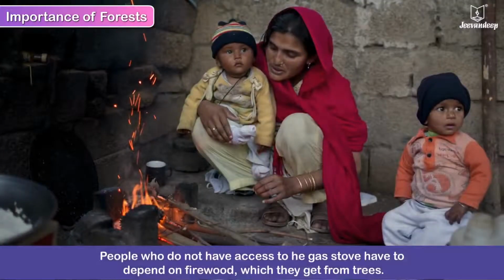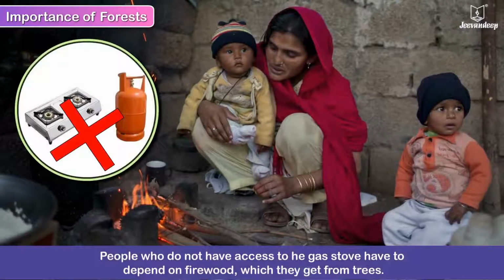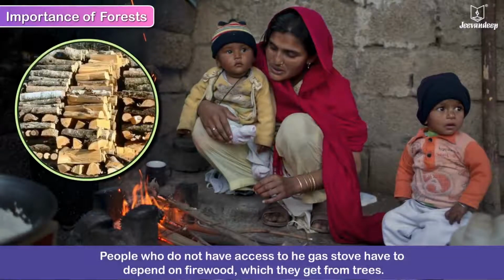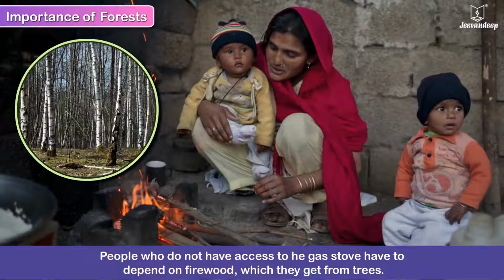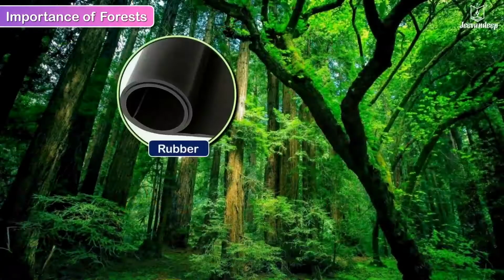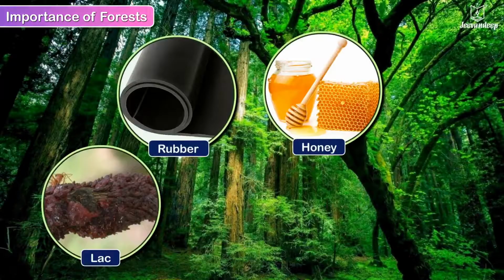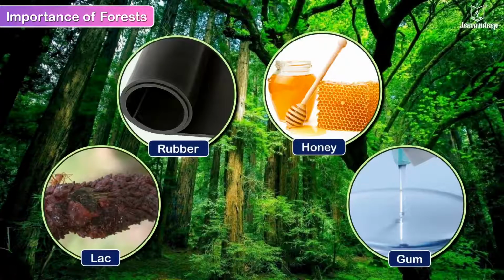People who do not have access to the gas stove have to depend on firewood which they get from trees. Rubber, honey, lac, and gum are also some valuable forest produce.